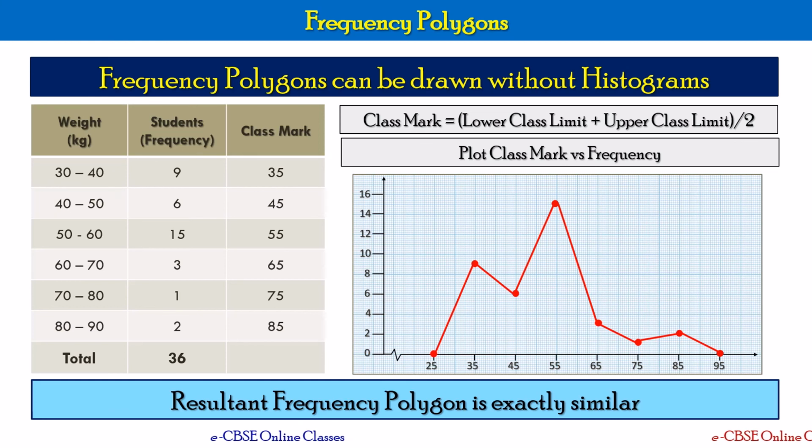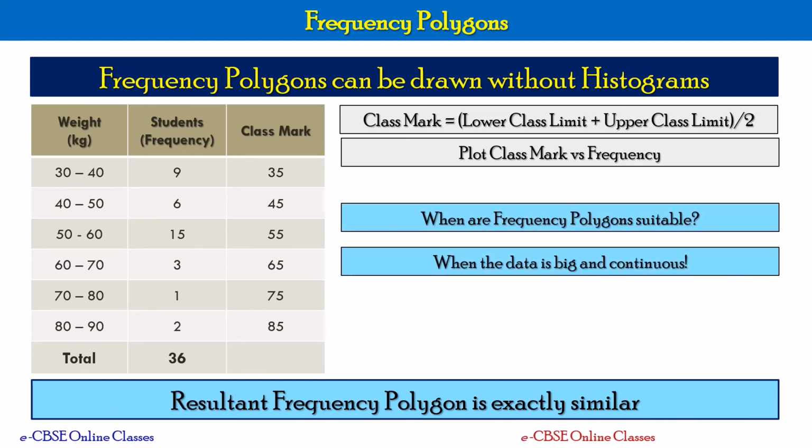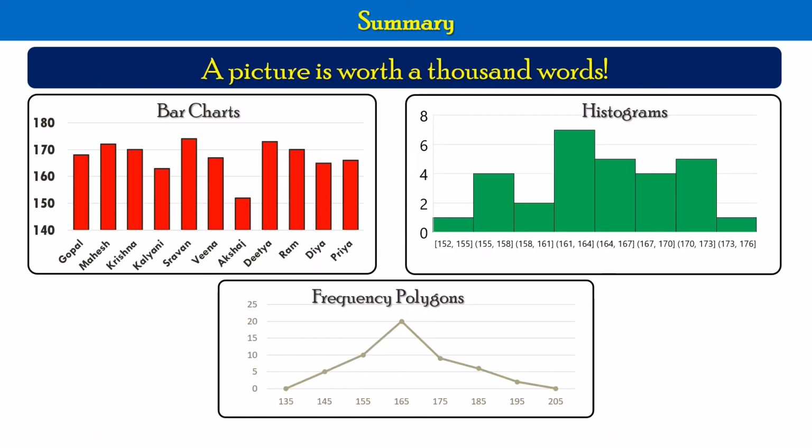Now, where are these frequency polygons suitable? When the data is really big and the type of data is continuous, these frequency polygons are useful and suitable. And also, they are helpful to compare two sets of data which are of the same nature. Okay. So in this video, we have looked at three different types of graphical representations: bar charts, histograms, and frequency polygons. We have seen their nitty-gritties and also understood where they are useful and where to apply them.